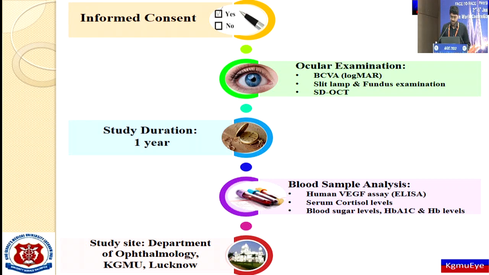Under ocular examination, we did best corrected visual acuity through logMAR, slit lamp and fundus examination, and SD OCT was performed. Under blood sample analysis, we checked human VEGF assay through ELISA and serum cortisol levels through chemiluminescence microparticle assay method. Blood sugar levels, HbA1c and hemoglobin levels were also measured.